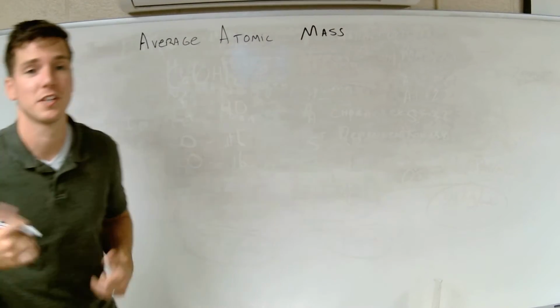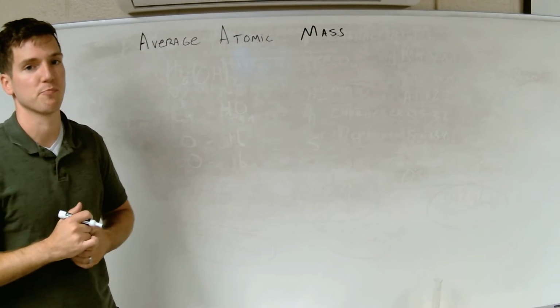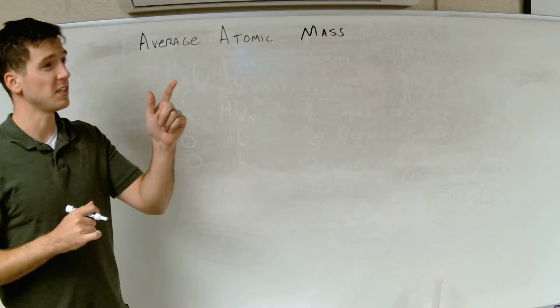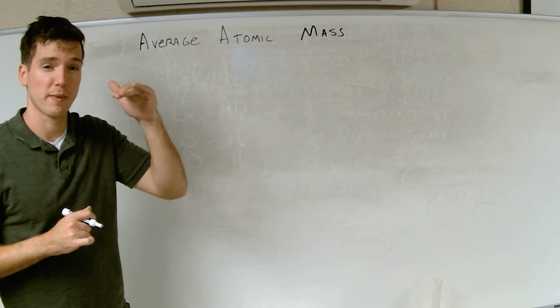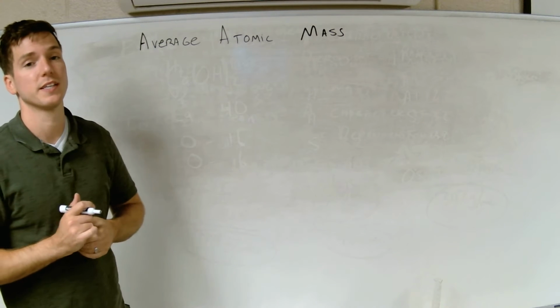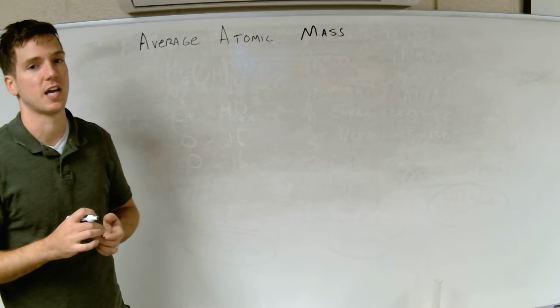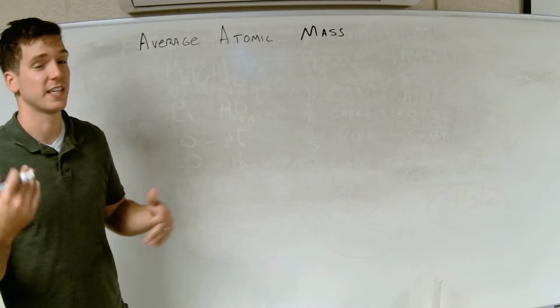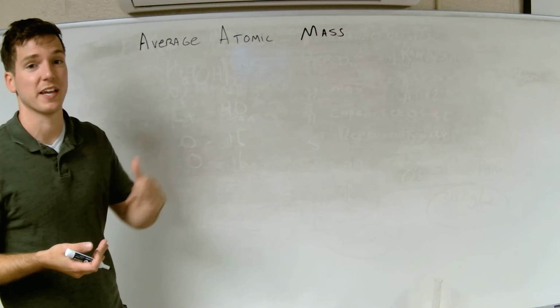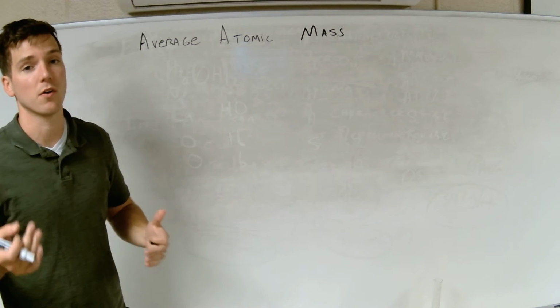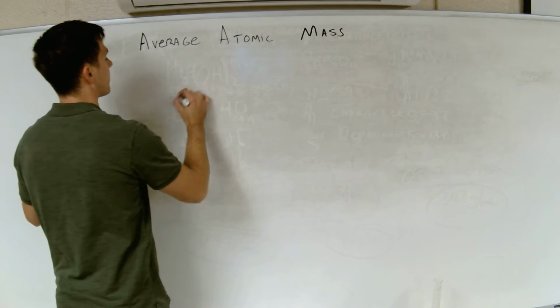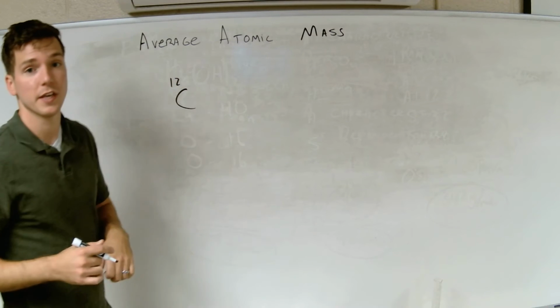Hey everybody. So today's lesson is on average atomic mass. When you look at the periodic table and you look at the molar mass below the element, that is actually the average atomic mass. We get those average atomic masses by taking the average of all the isotopes. So you don't just have carbon 12 in the universe.